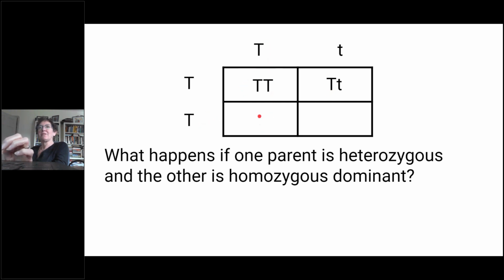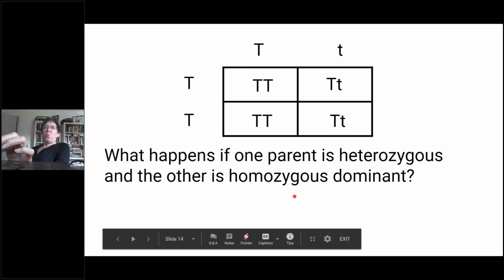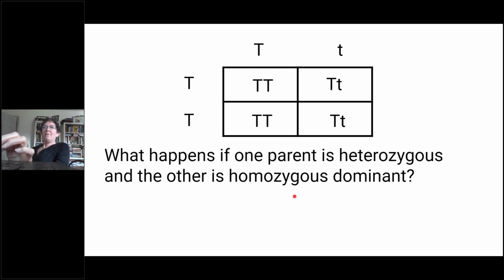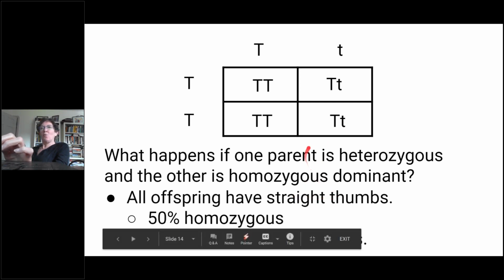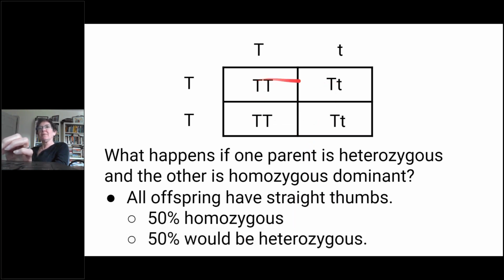Capital T times capital T. Genotype. Capital T times lowercase t. There's our genotype. So one of the key results that we want to say is, what are the phenotypes? All of these offspring potentially would have straight thumbs.